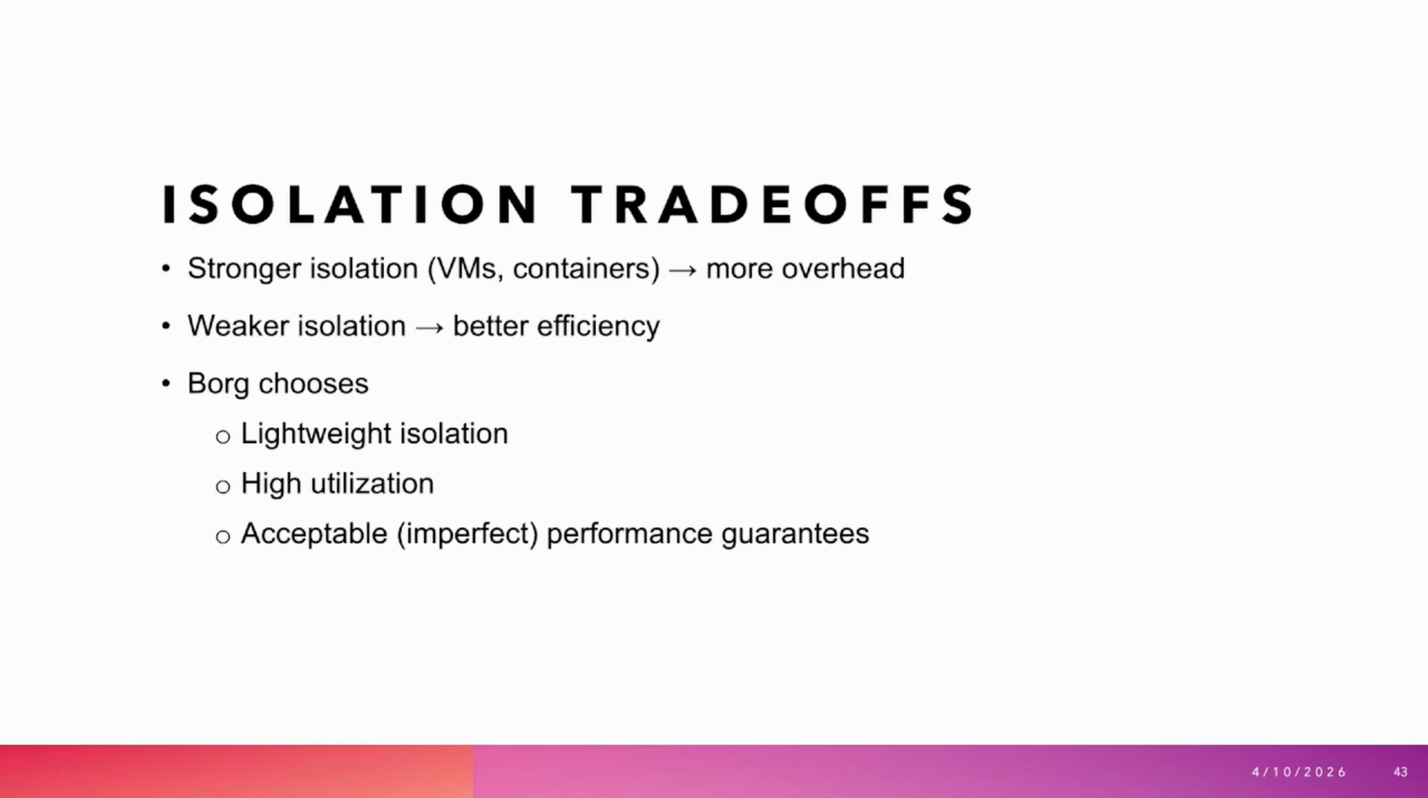On the other hand, you have a system like Borg, which uses relatively lightweight isolation mechanisms and relies on the operating systems and scheduling policies to manage resource sharing. This allows Borg to achieve very high utilization since it can pack many tasks onto the same machines and take advantage of idle resources through things like overcommitment. The trade-off is that the isolation isn't perfect, of course. Tasks can still interfere with each other and performance can vary depending on system load.